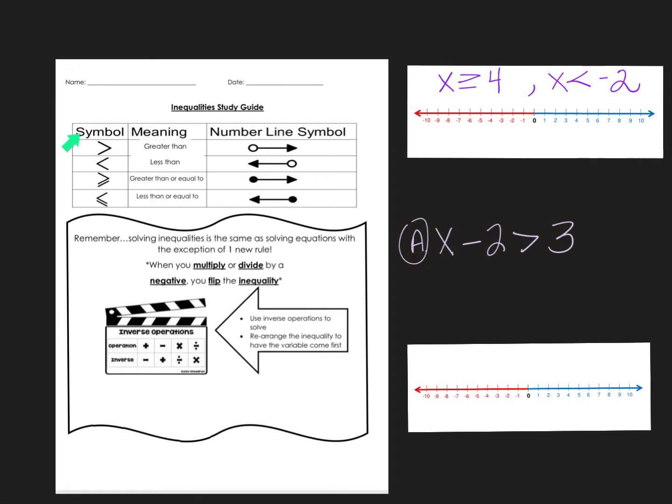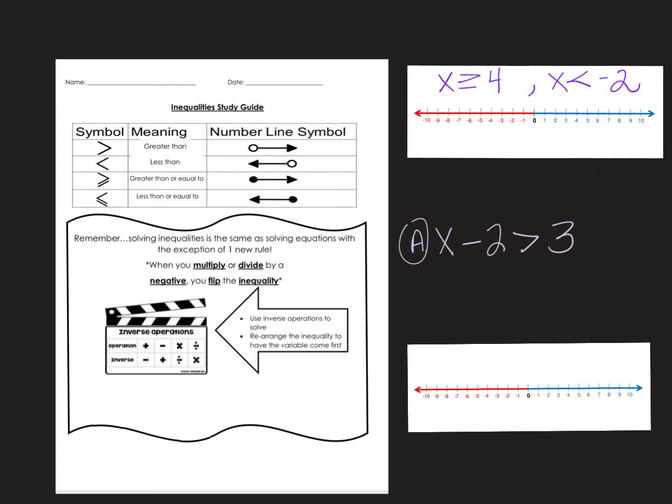Notice our symbols. This is greater than, this is less than, this is greater than or equal to, and this is less than or equal to. Remember when we did our graphing, we talked about the circle, if it was open or closed. It is always open when it's just greater than or less than. It is always closed when it is greater than or equal to, less than or equal to. Okay? So let's go ahead and look at the top.